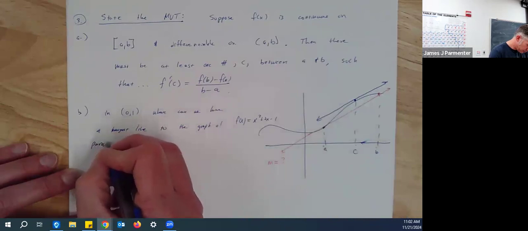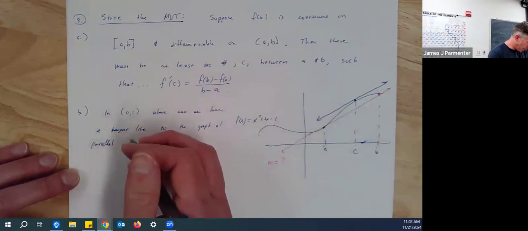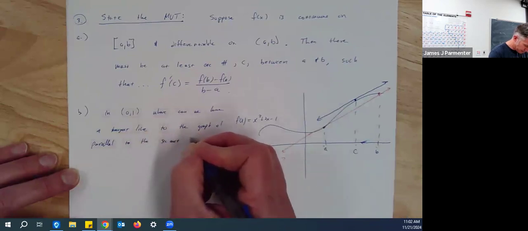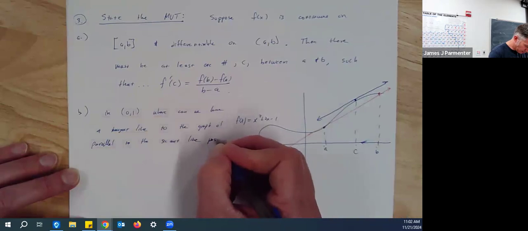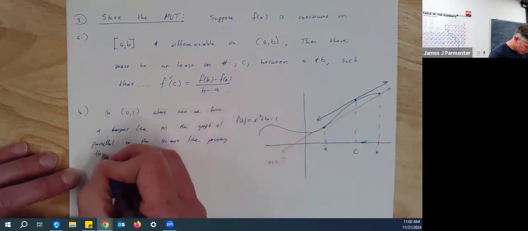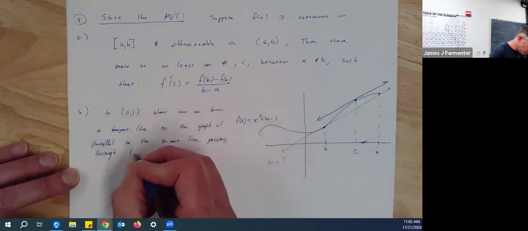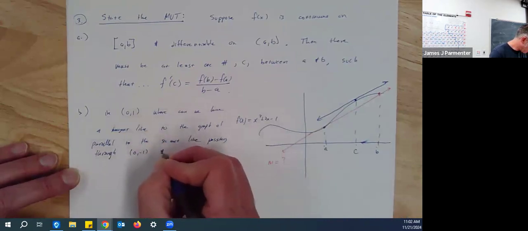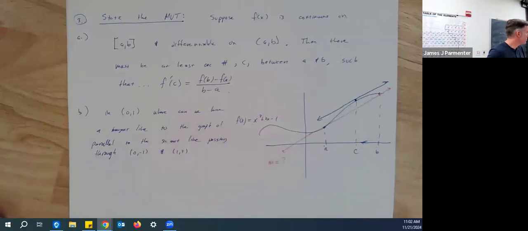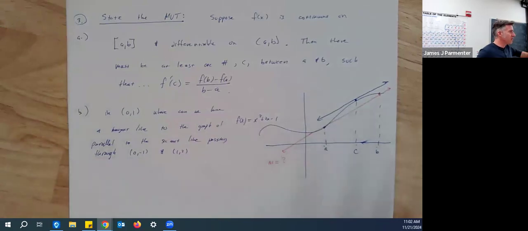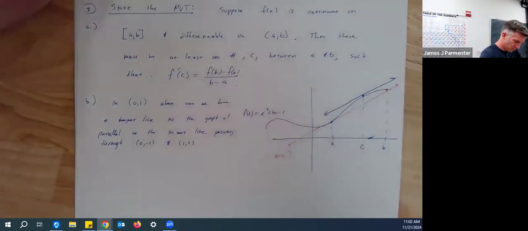parallel, meaning having the same slope as, the secant line passing through the points 0, -1 and 1, 2. So we don't need to draw a picture here, although we could, but I think we should try to do it without drawing a picture because we just want to take the inputs they've given us and try to figure out what we've got.